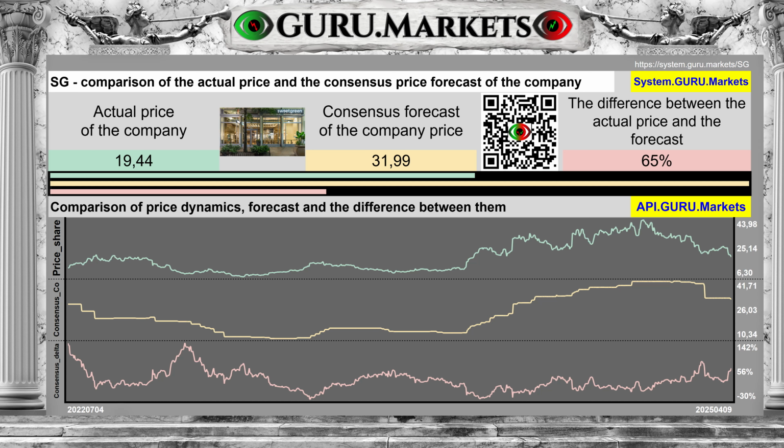The current valuation of the company's shares is approximately $19.44. The consensus price target for the company's shares is approximately $31.99. The dynamics of the current price and consensus forecast are approximately 65%.